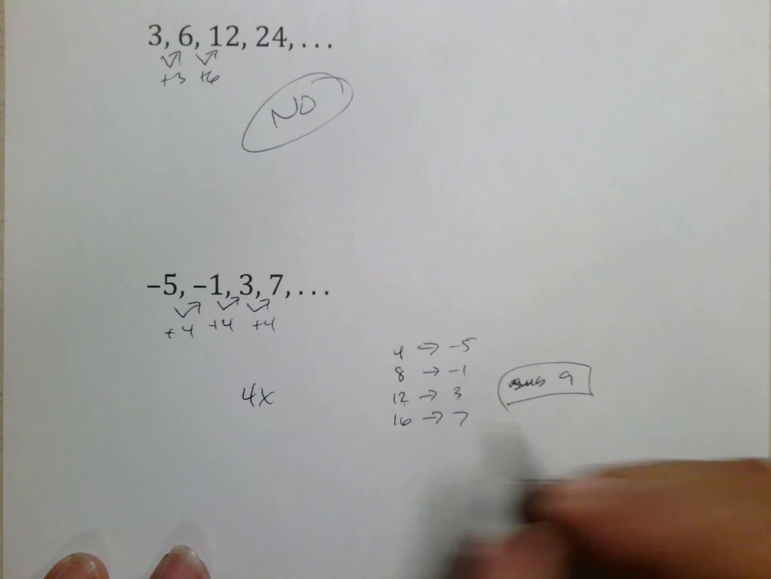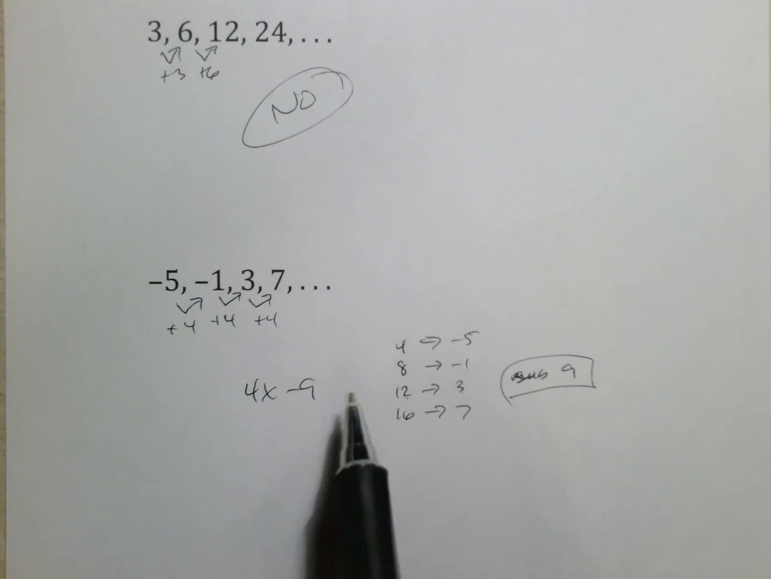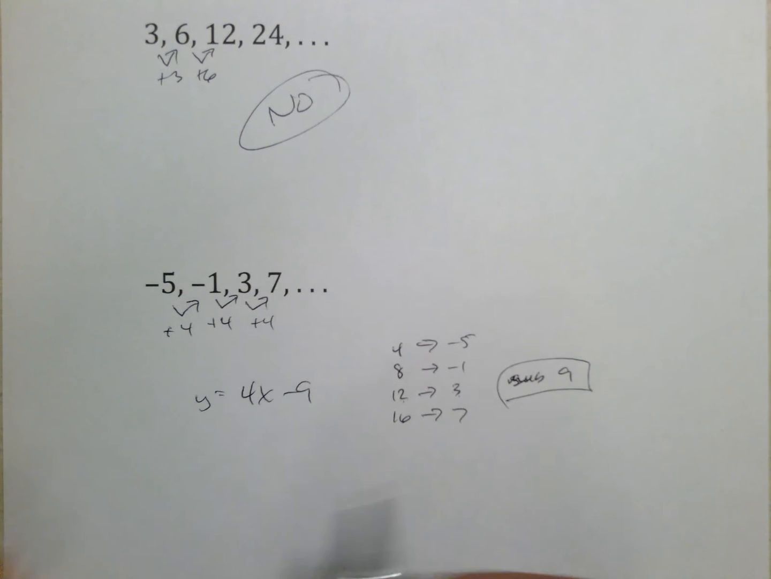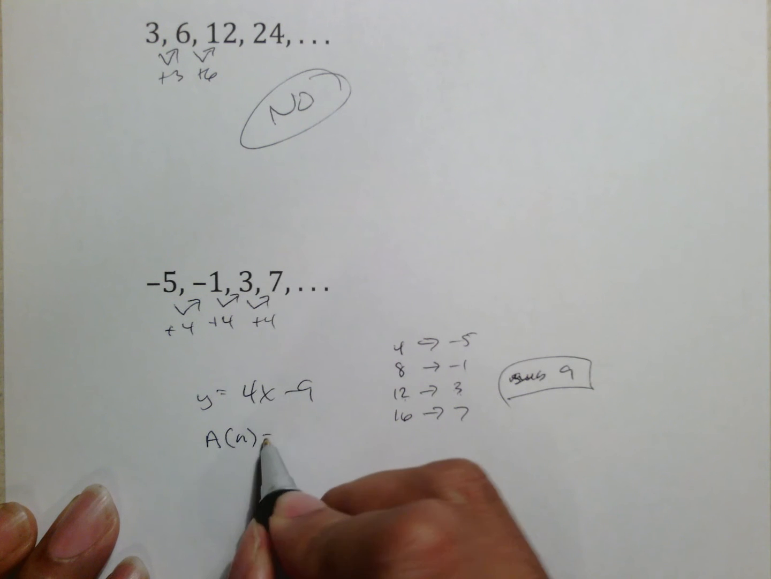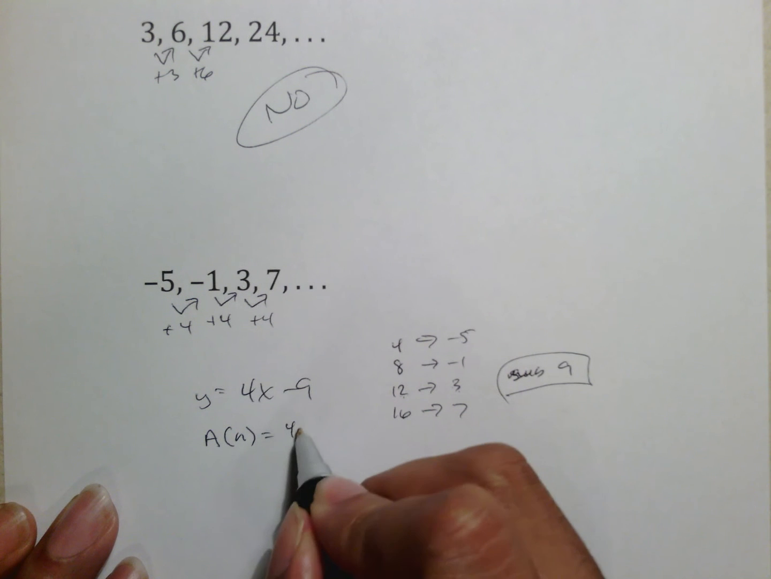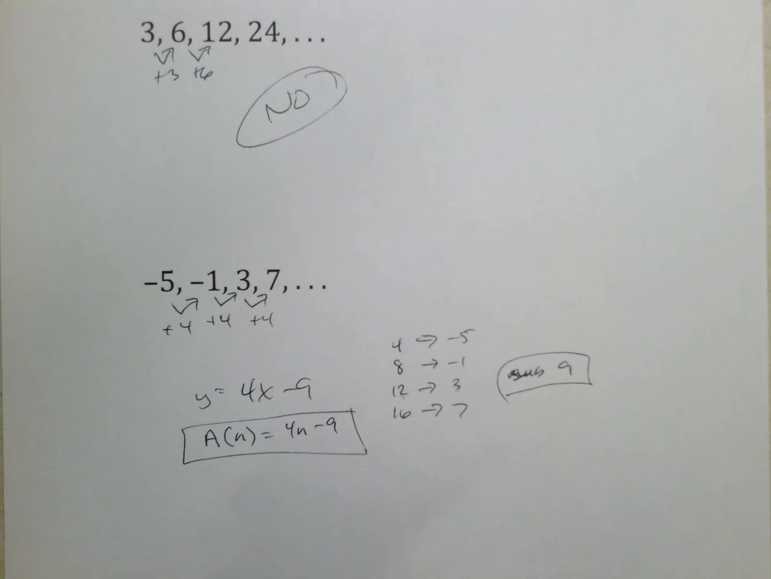So we know that we're going to subtract 9, which means that our rule is 4x minus 9. And again, if you wrote that, I'd be fine if you put y equals 4x minus 9, but the formal way they do it is a of n is 4n minus 9 when you go to your computer program.